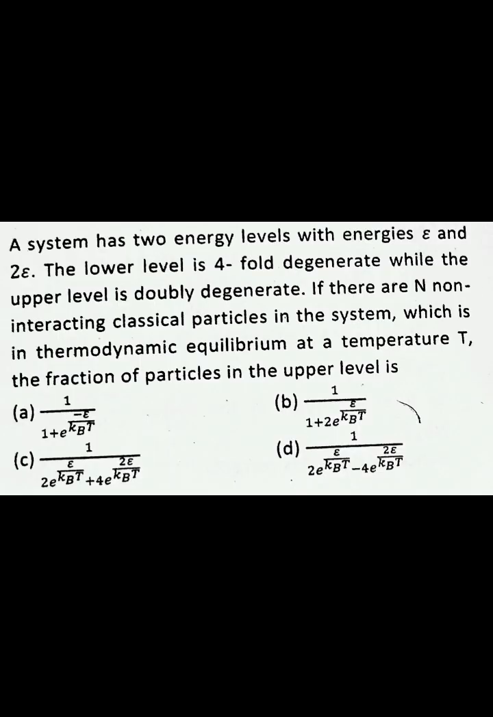The next question is, a system has two energy levels with energies E and 2E. The lower level is fourfold degenerate while the upper level is doubly degenerate. If there are n non-interacting classical particles in the system which is in thermodynamic equilibrium at a temperature T, the fraction of particles in the upper level is dash.